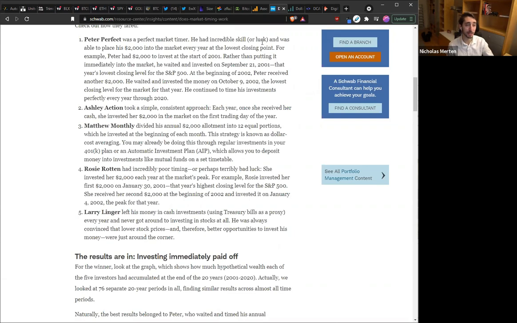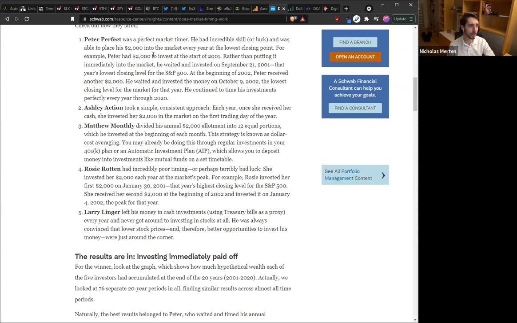He has incredible skill, or luck in this case, and was able to place a $1,000 investment on an annualized basis at the perfect lowest point in the market that year, right? So no matter what time of the year, he gets the lowest point in the market. Every single year, he's averaging into the market $2,000. Going all the way back 20 years, it started in 2001, then 2002, 2003, he's getting it at the lowest point possible, and he's invested $2,000 in this case.